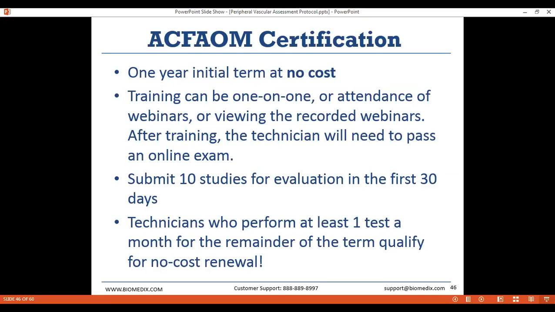However, you can skip that process by performing at least 1 study a month. As long as you perform at least 1 study a month in the interim, then we'll reissue you the 12-month certification, recertification free of charge.